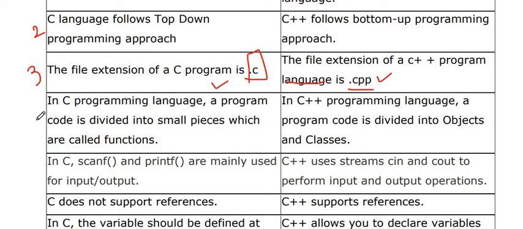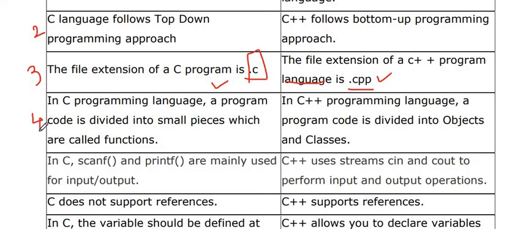Now let us see the fourth difference. In the C programming language, the program code is divided into small pieces which are called functions. Now under the C++, in the C++ programming language, a program code is divided into objects and classes.